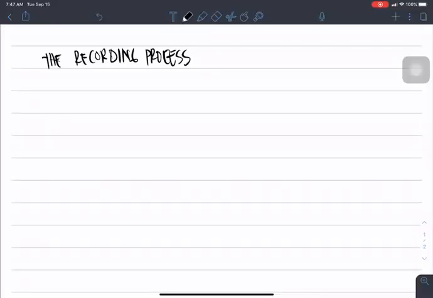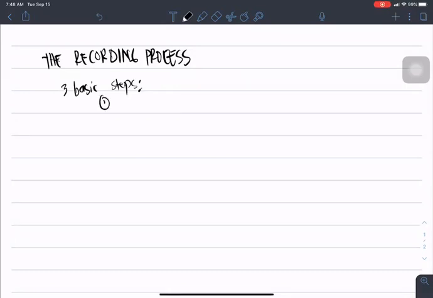Good morning. Our topic for today is the recording process. So in our recording process, it generally includes three basic steps. So what are these basic steps in the recording process?